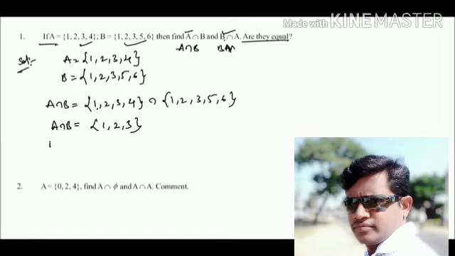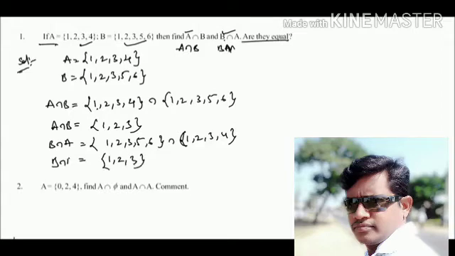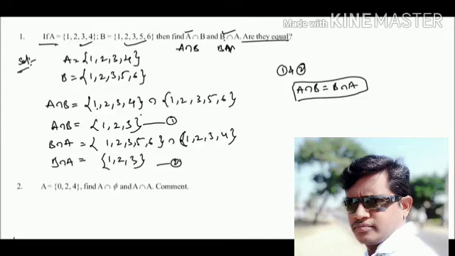Okay, so next, B intersection A. B intersection A means {1, 2, 3, 5, 6} intersection {1, 2, 3, 4}. We need to find the intersection here also. The same 1, 2, 3 will come. B intersection A also will come 1, 2, 3. So from 1 and 2, A intersection B is equal to B intersection A. These two are the same here. So this is the solution for the first one.